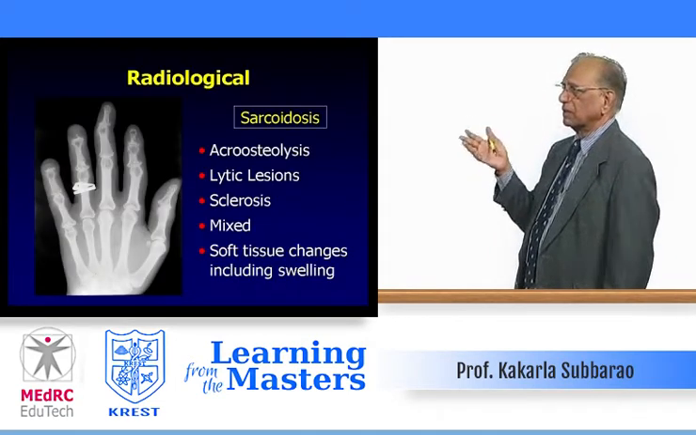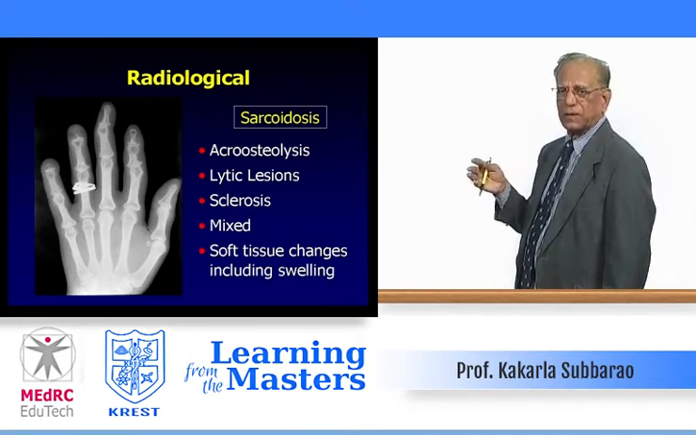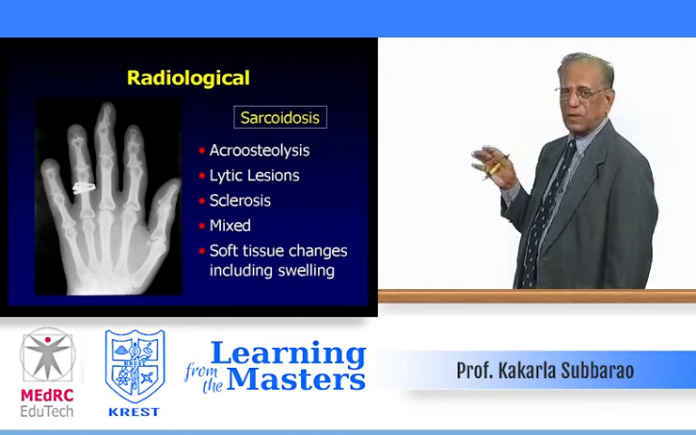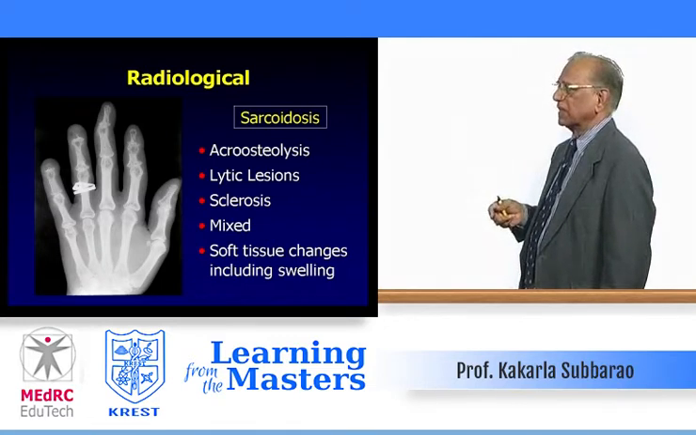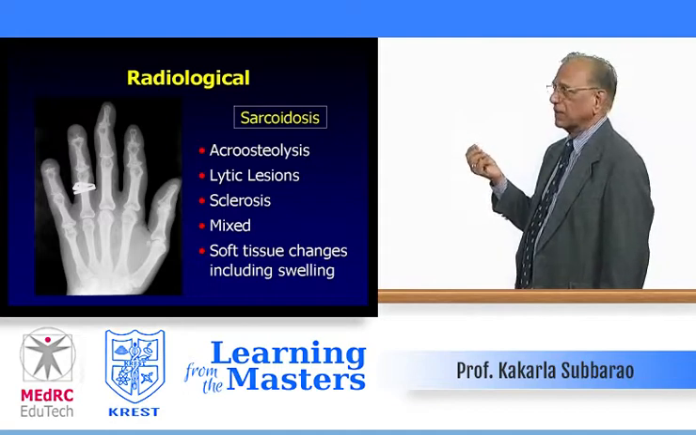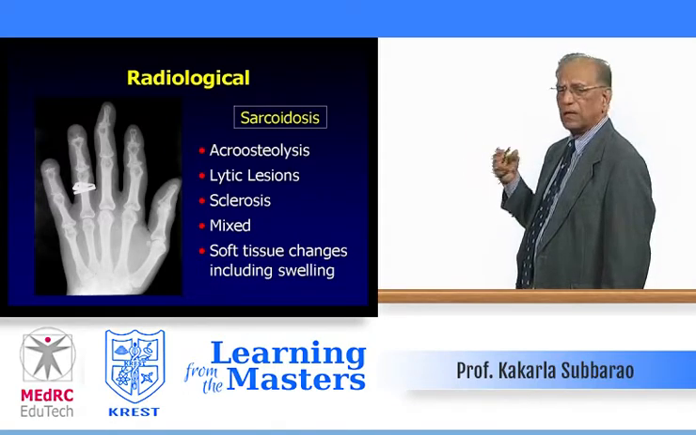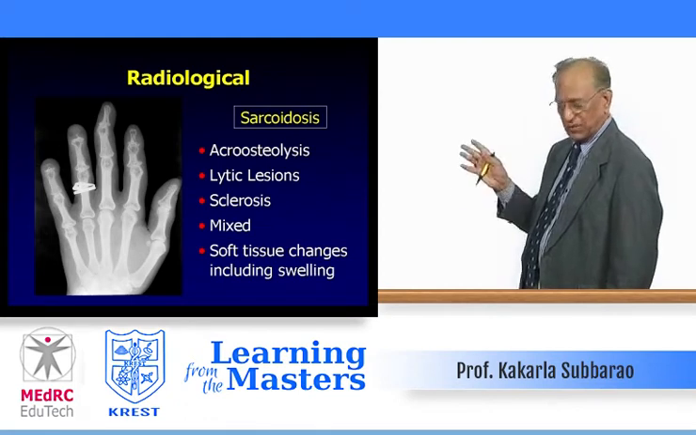Sarcoidosis. Somehow, sarcoidosis is not uncommon in India, but bone changes are uncommon as compared with the Western countries. But if you find bone changes, you can get acrosteolysis, lytic changes, cystic changes, sclerosis, mixed areas of lysis and sclerosis, soft tissue changes including swelling, but no calcification.